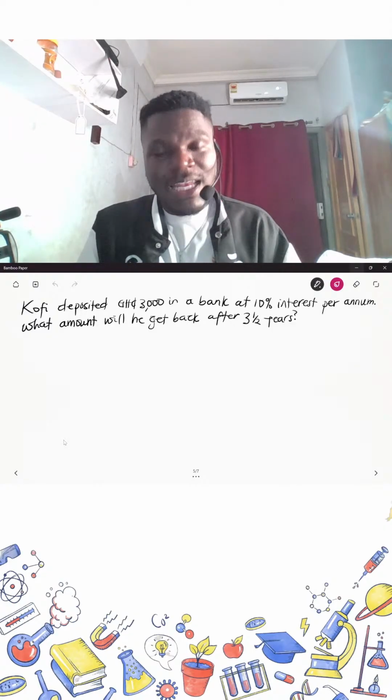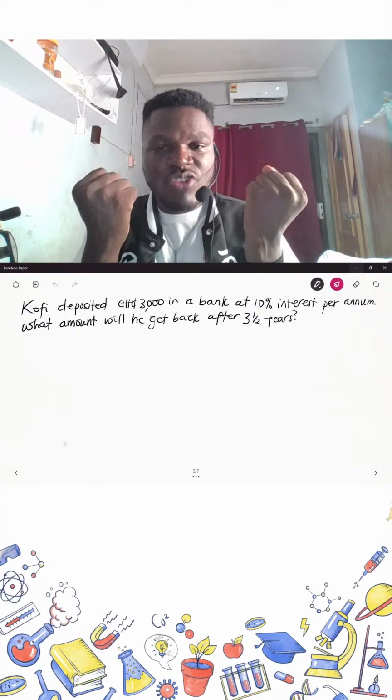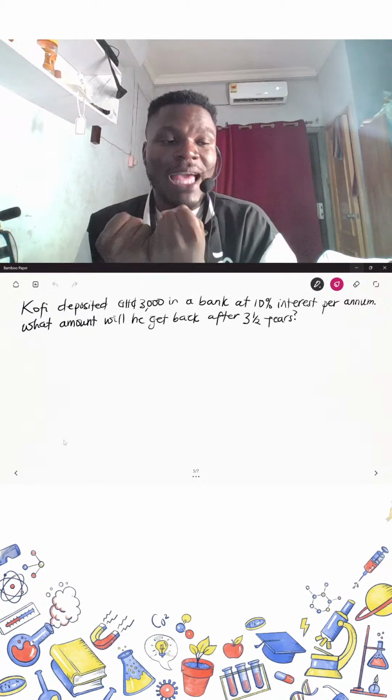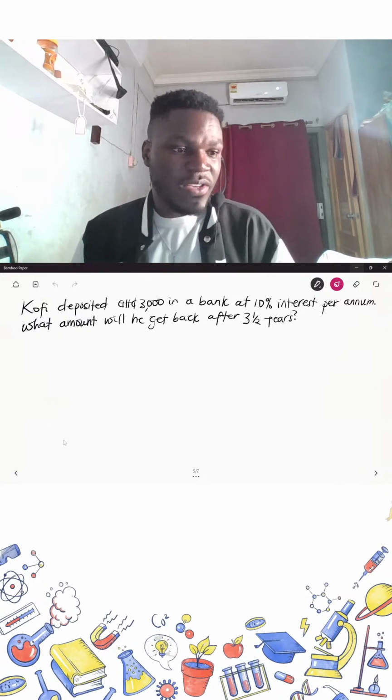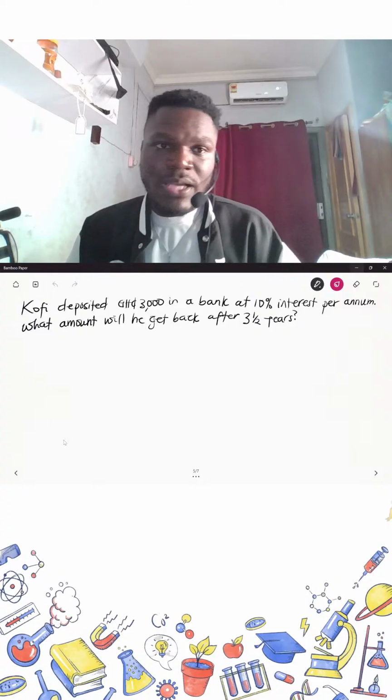It means that the amount that Kofi will get back will be his principal plus the interest after the 3.5 years. If we add these two, this will become the amount that he will get after the 3.5 years. So it's an investment. Are we okay? It's an investment. All right. So this is the question.